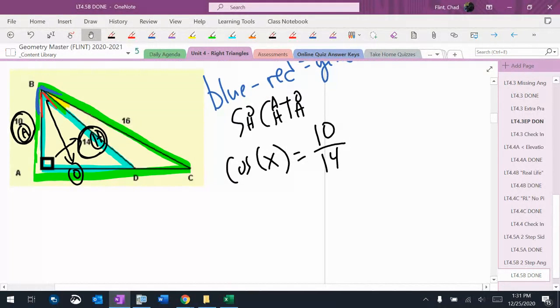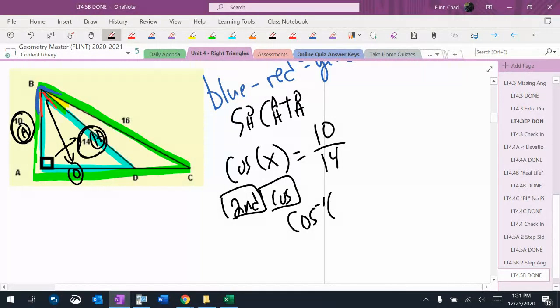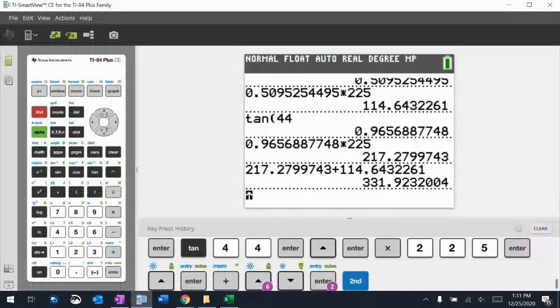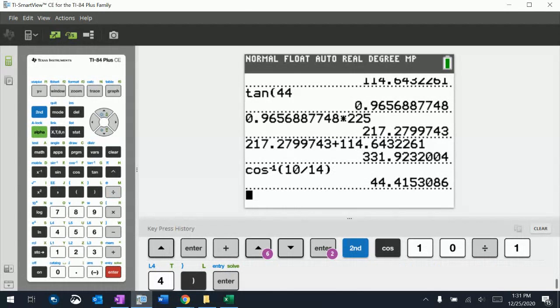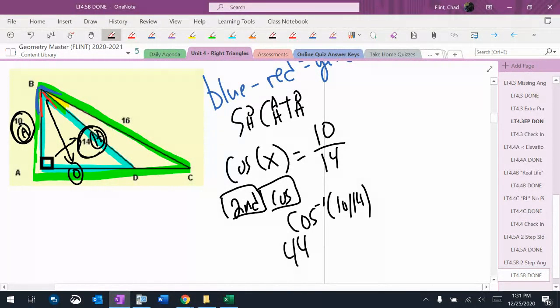So in terms of length of problem, this is the best one because this is the only way I take the calculator. I hit second cosine, and it spits out cosine inverse. I put the 10 over 14 inside of the parentheses, and then that just gives me the angle I want. So 10 divided by 14 gives me 44.415, and so on. That's the red angle.